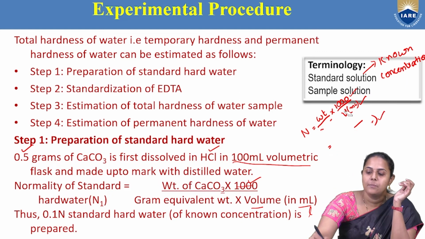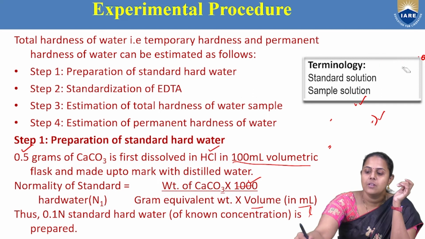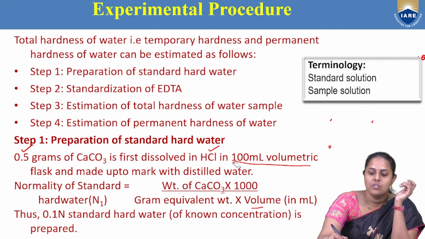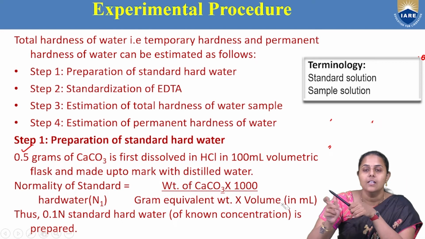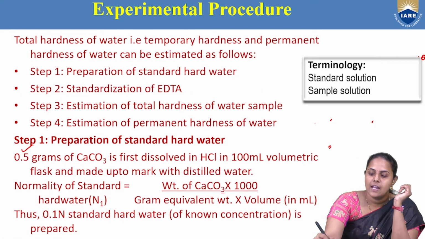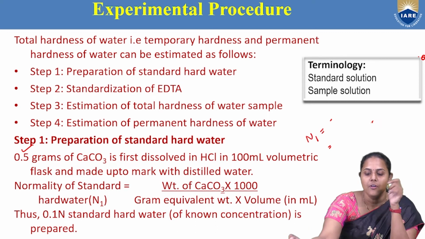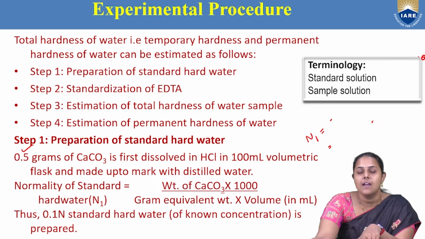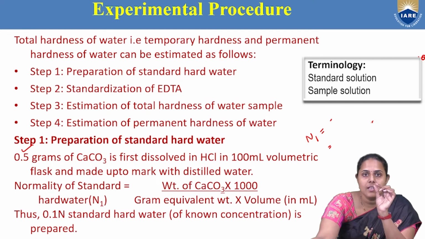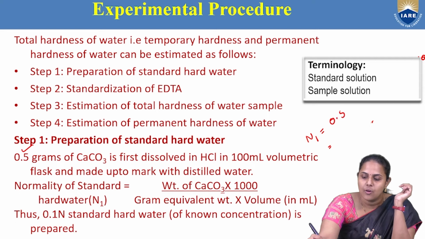Here, as we are preparing the standard solution in a 100 ml volumetric flask, that's why I have included 1000. So if I calculate normality, N1 is equal to weight of calcium carbonate. How much amount have I taken of this calcium carbonate? Calcium carbonate is nothing but the solute. Solute plus solvent is called the solution. Solute is the one which is taken in smaller quantities and solvent is the one which is taken in larger quantities. Here, what is the solute that I have taken? That is calcium carbonate. How much amount have I taken? 0.5 grams.